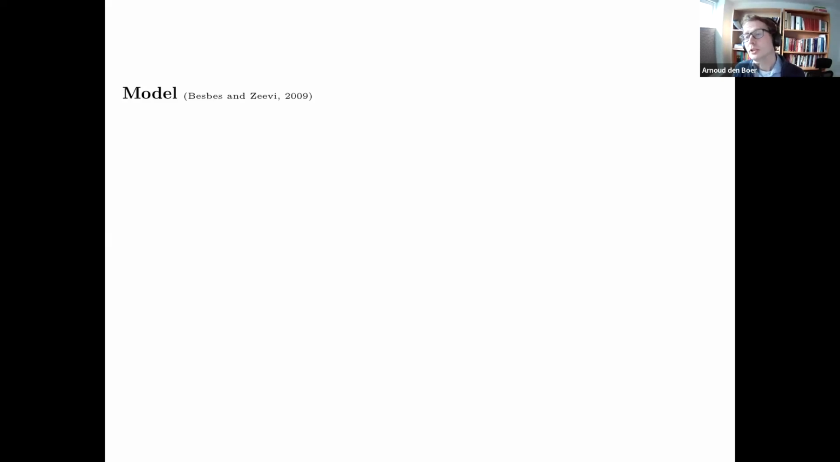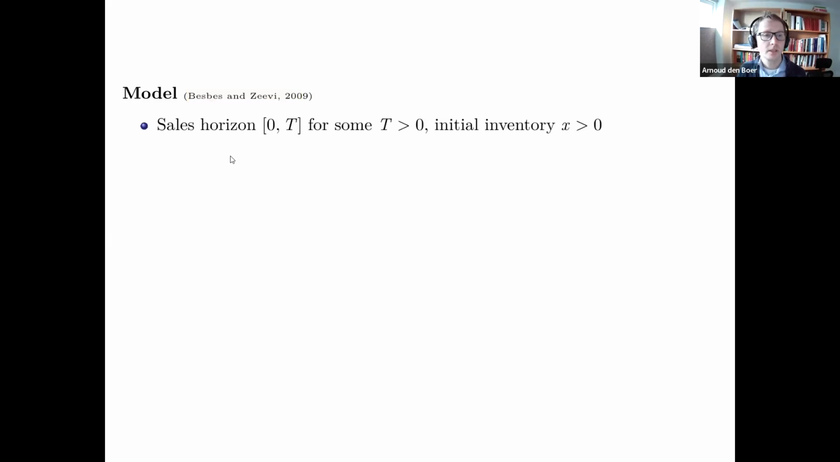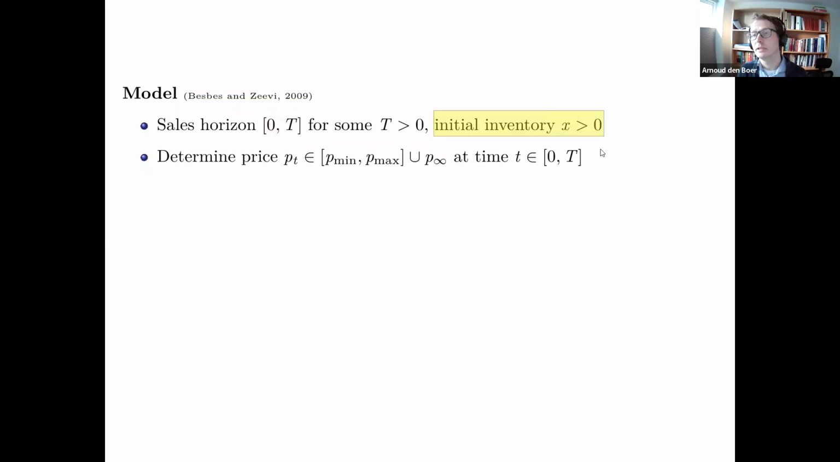Now, the first model that I want to discuss is from a paper by Besbes and Zeevi, a very influential paper from 2009 that generated a lot of follow-up research. Let me first introduce their model. They have a continuous time model, so the sales horizon is all time periods between 0 and T for some capital T. And there is an initial inventory of X products. X is actually a natural number.